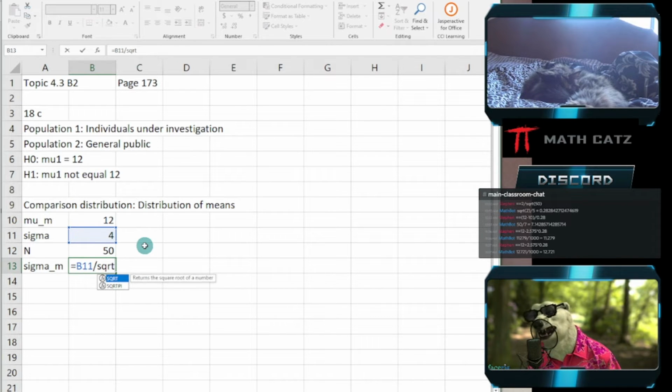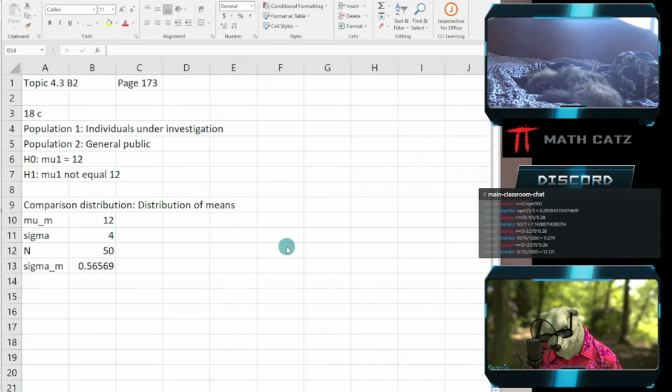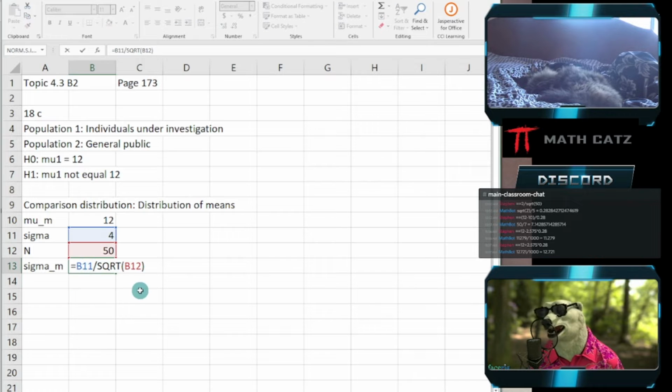And you see here that Excel notices or guesses what you want. For simple functions, I don't have to use the insert function. Once I get used to them, capital doesn't matter. Square root of n, like so. So that gives us our standard deviation of the distribution of means.